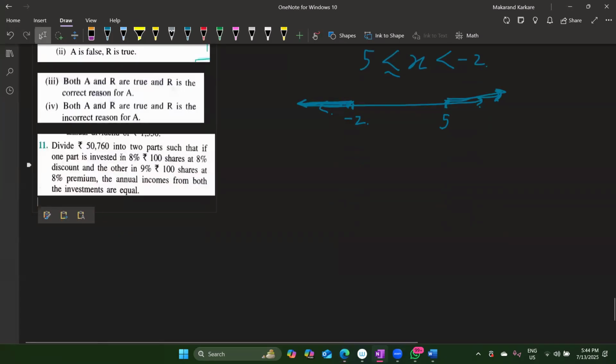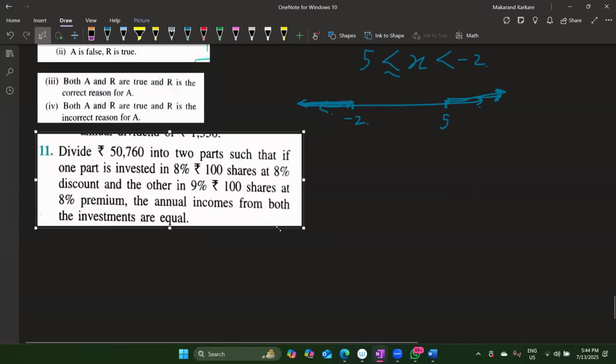Okay, divide 50,760 into two parts such that if one part is invested in 8%, 100 rupee shares at 8% discount, and the other in 9% rupee 100 shares at 8% premium, the incomes from both are the same.